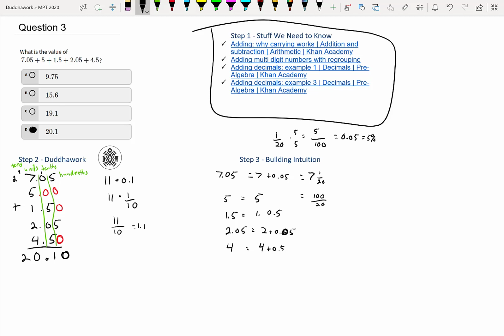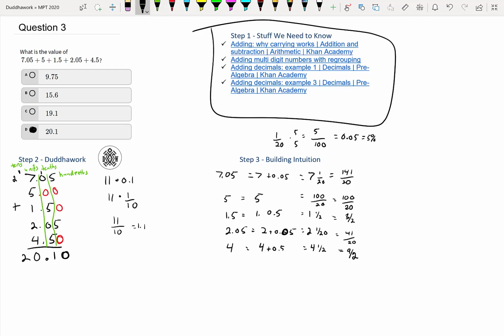And then this is 1 plus 0.5, so that's 1 and 1/2, right? And this is 2 and 1/20, and then this is 4 and 1/2. So if I want to put them all over the same denominator, I would do 7 times 20, which is 140 plus 1, so that's 141 over 20, plus 100 over 20, plus, if I put this in the same fraction, it would be 2 times 1 is 2 plus 1, so that's 3 over 2, and then that's 41 over 20, and then that is 9 over 2. Note that 9 over 2, if you divide 9 by 2, it's still 4.5, so it makes sense.